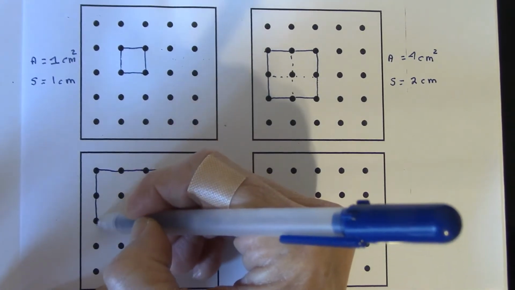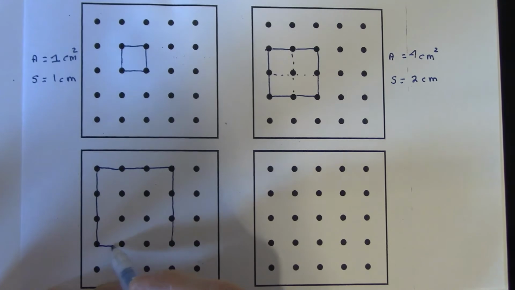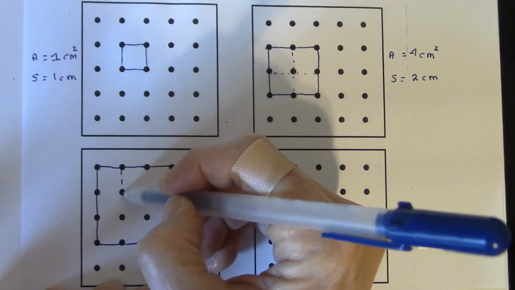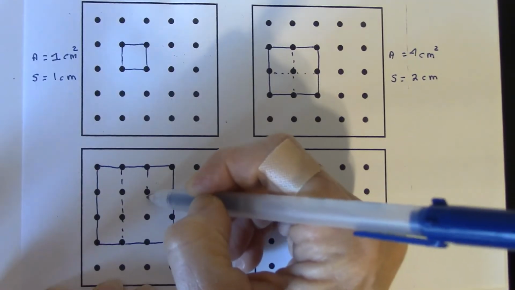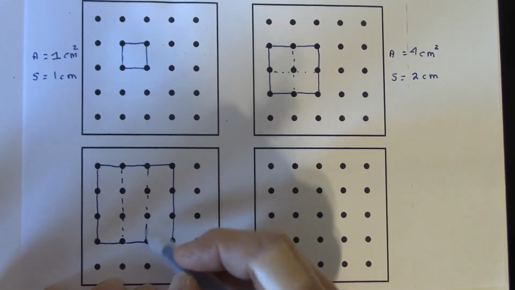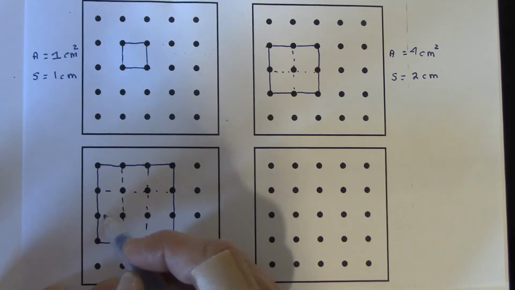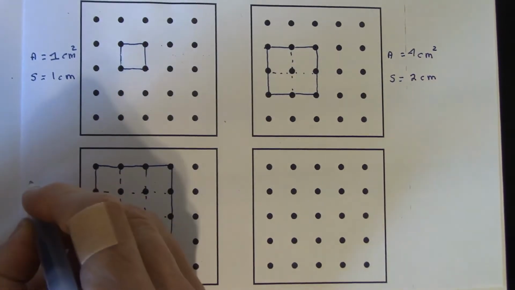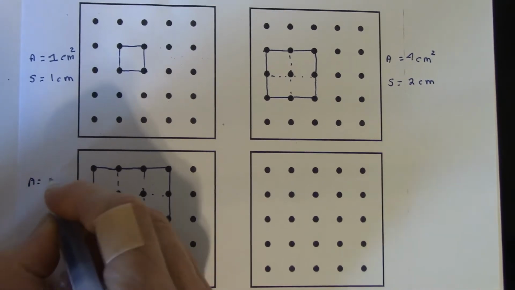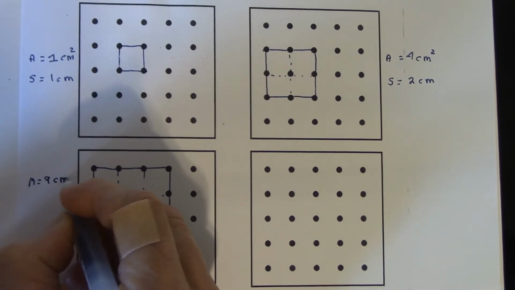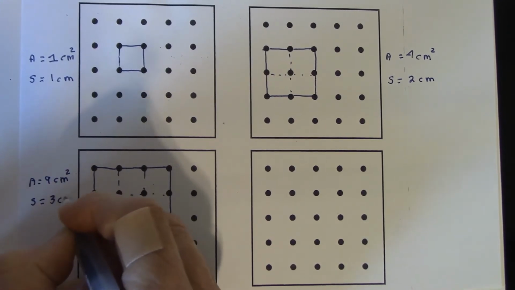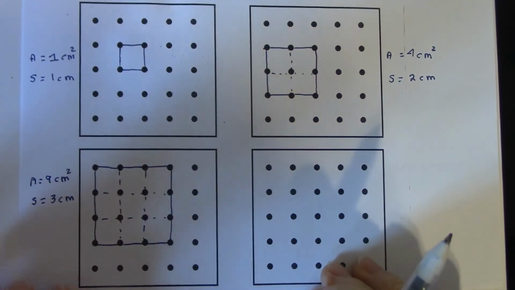Down here I'm going to draw another one, which I see is 1, 2, 3 centimeters by 3 centimeters, little pegs. And so my sides are 3. And if I draw these, kind of dot them in, then we see that I have 9 little squares. So my area is 9, and the length of my side is 3 centimeters.